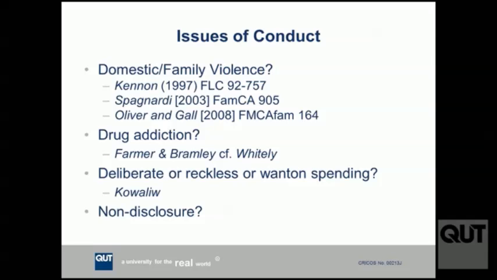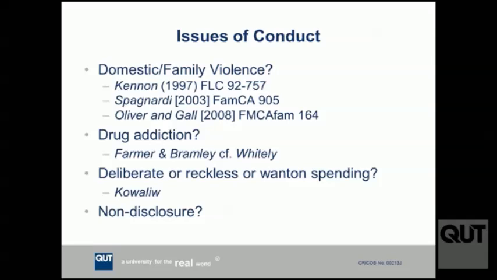What about drug addictions? So Farmer and Bramley, you may recall, was a situation where there was a lotto win, and the husband had a heroin addiction that the wife had nursed him through. And the court made certain findings about the contributions that the wife had made to the drug addict husband's acquisition of property, including the lotto win. And there was a successful argument in that case that the wife should receive a greater entitlement to the pool of property than she would have otherwise have received if the husband had not been a drug addict. You can compare Farmer and Bramley with Whiteley, which you may recall was the case about the Australian artist and his muse.